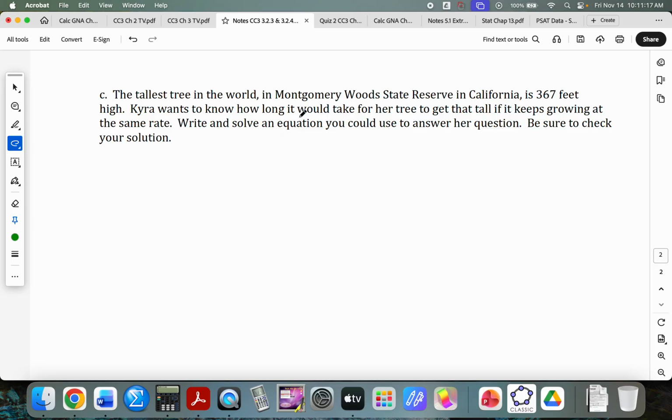Kira wants to know how long it would take for her tree to get that tall if it keeps growing at the same rate. So 367, is that going to be the x or is it going to be the y? It's the y. So 367 is equal to 4x plus 5.